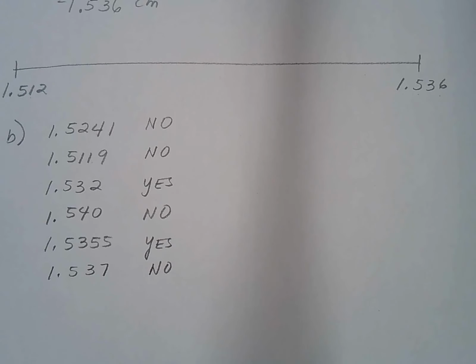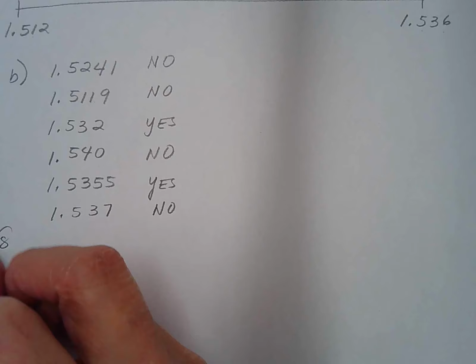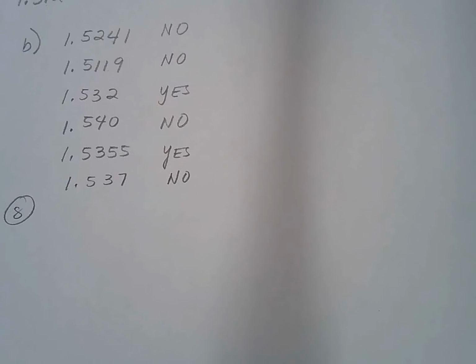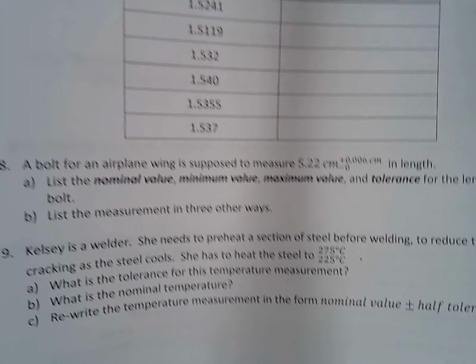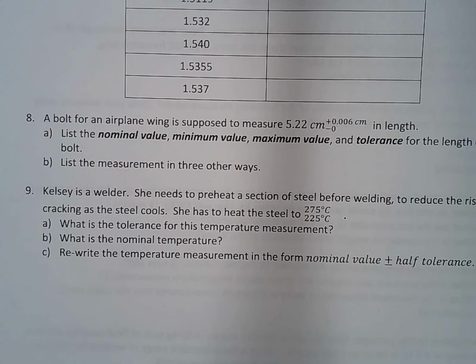Okay. Number 8. Number 8, a bolt for an airplane wing. I'll read it first. A bolt for an airplane wing is supposed to be 5.22 centimeters plus 0.006 minus 0 in length.